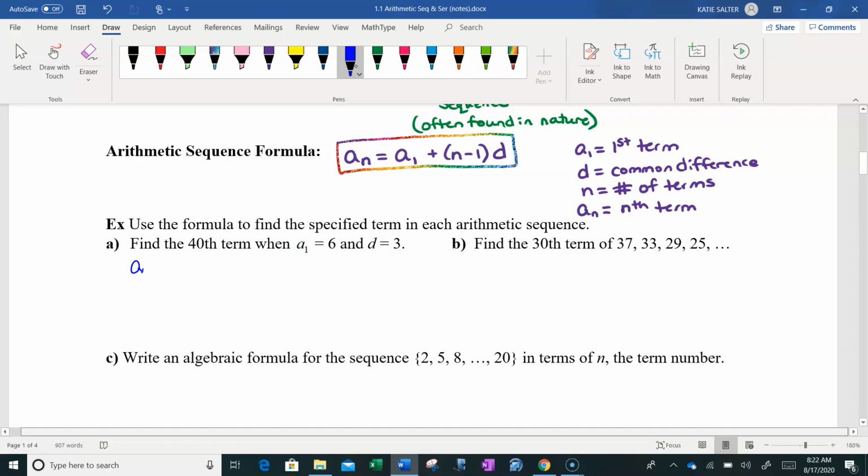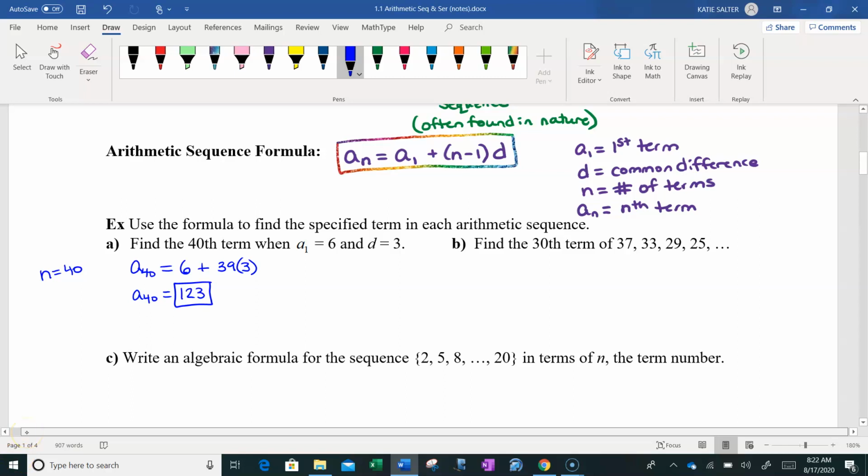Instead of saying a sub n, we will say a sub 40 because we want to find the 40th term. All right, and then we'd set that equal to a sub 1, and a sub 1 is 6, plus n minus 1. So if n is 40, n minus 1 is going to be 39 times the common difference, which is 3. And then we would just calculate that, so we'd have a sub 40 is equal to 123. And what that means is the 40th term of this sequence, where the first term is 6 and the common difference is 3, would be 123.